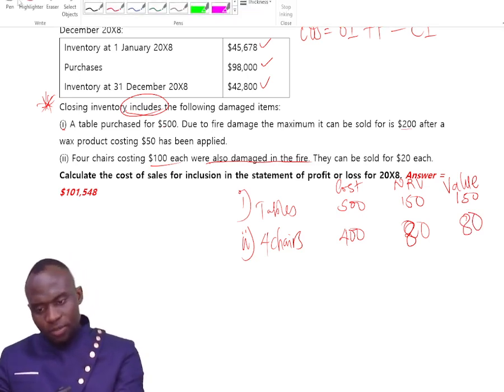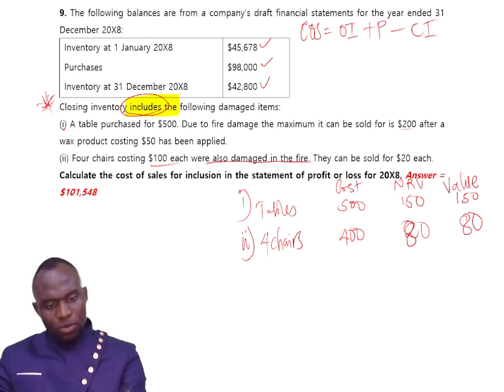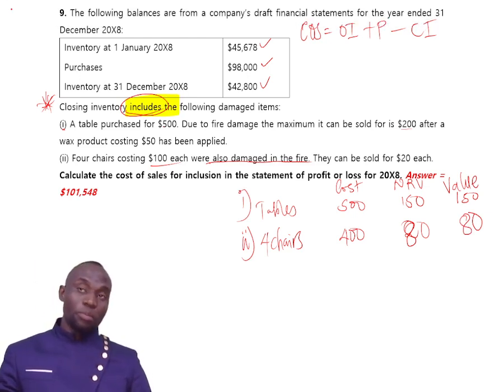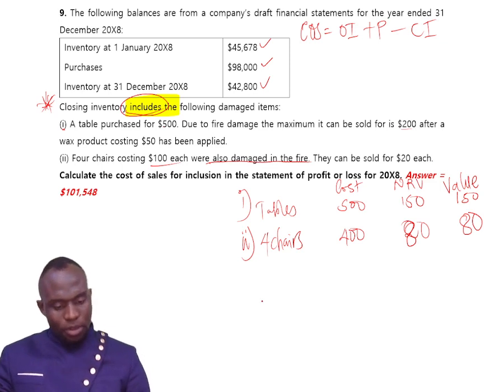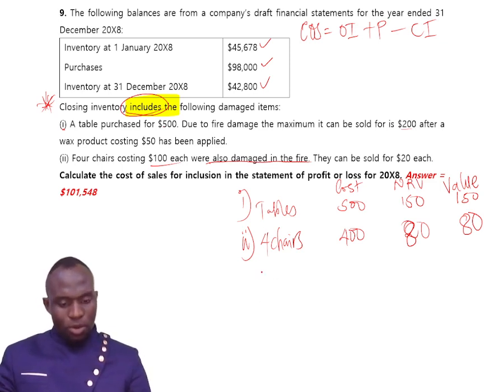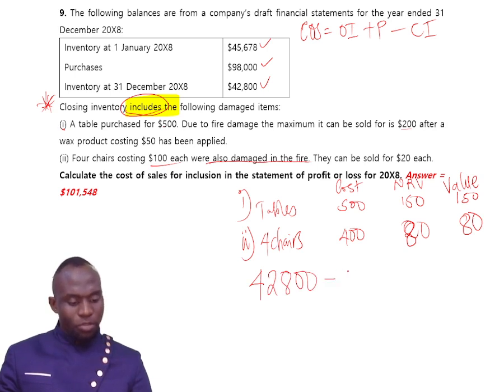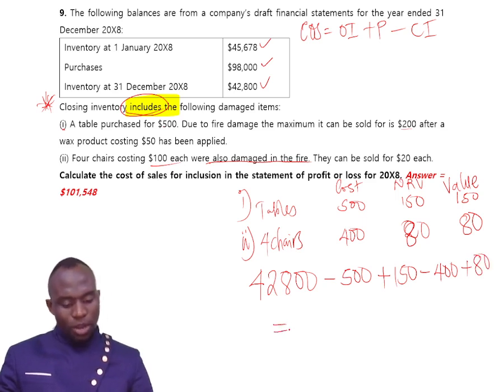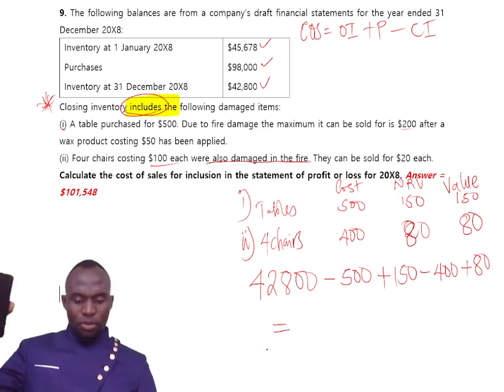So the question says these items were included in closing inventory. So we need to make adjustments. Okay, now total closing was 442,800. So we adjust for the tables, we remove what shouldn't be there, and we put what should be there, which is the net realizable value. Then for the 4 chairs, they were included in at cost, but they should be valued at net realizable value, which is 80.